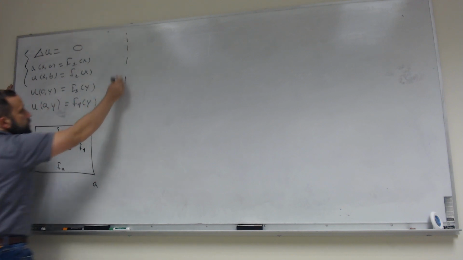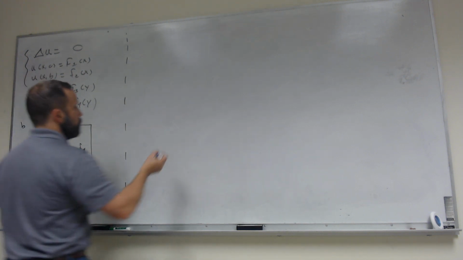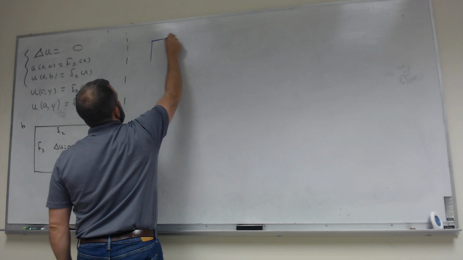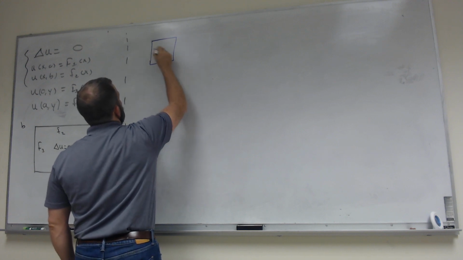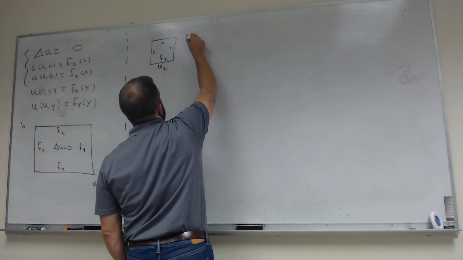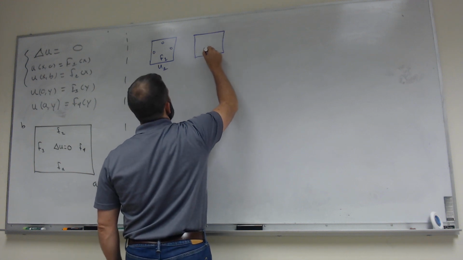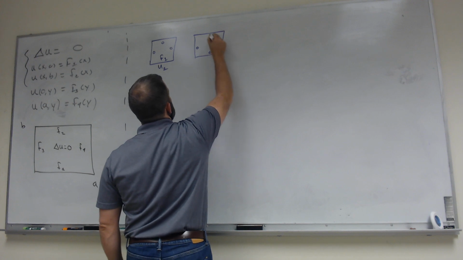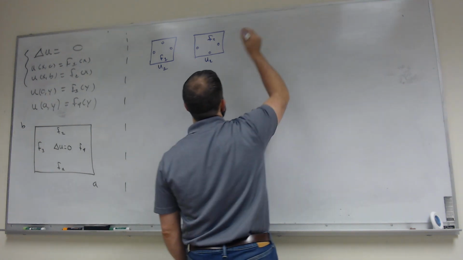Okay, so the way that we're going to do this is we're going to break this into 4 different problems, each one with only one non-zero boundary condition. So we'll look at this one. The function will be equal to, let's say, f1 here, 0, 0, 0. The solution to this one we'll call u1. Over here, it'll be equal to 0 here, here, here, but it'll be equal to f2 there. And the solution to this one we'll call u2.